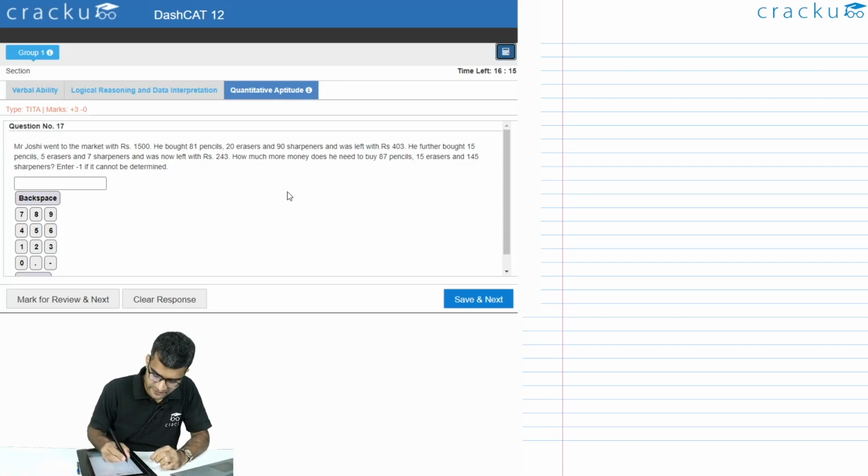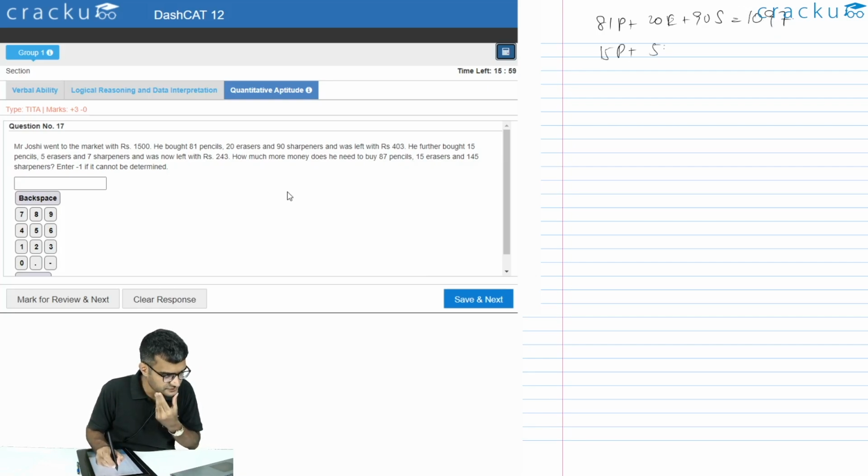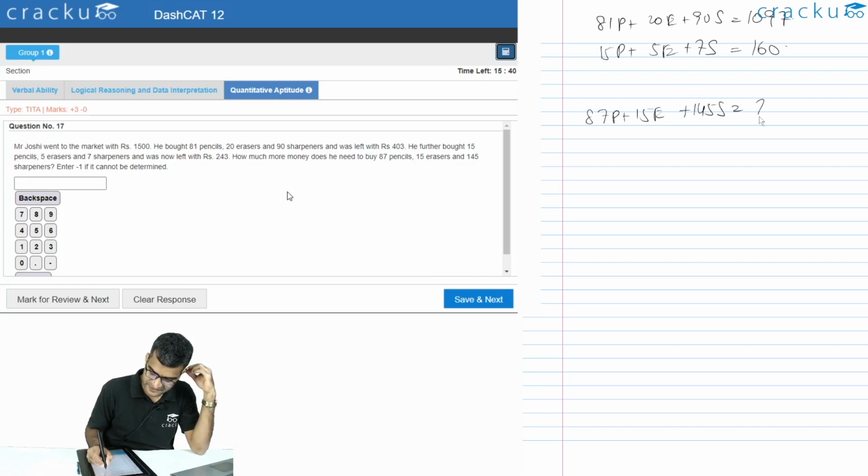Okay, I went to the market. I bought 81 pencils plus 20 erasers plus 90 sharpeners. He got for 1100, 1097. For about 15 pencils plus 5 erasers plus 7 sharpeners. Now left with 240. This is how much? 160. To buy 87 pencils, 15 erasers plus 145 sharpeners. This is A, this is B.